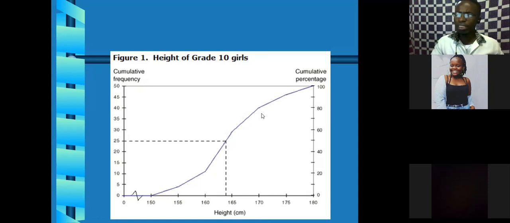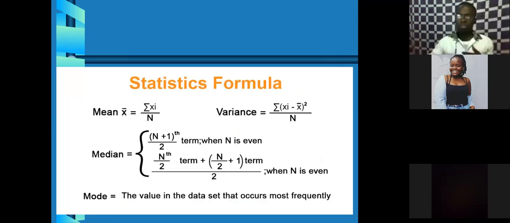How do you calculate the median? Okay. So there are two cases that you can have. You can either have a situation where you have an odd number of variables, or an even number of variables, in a data set. So how do you deal with each of those?